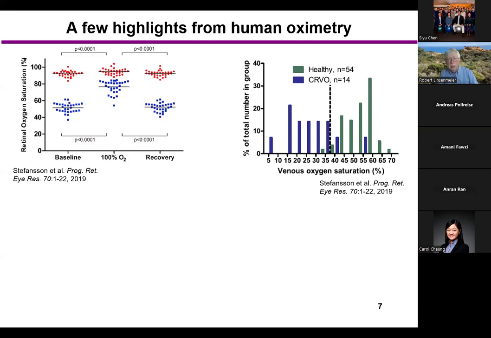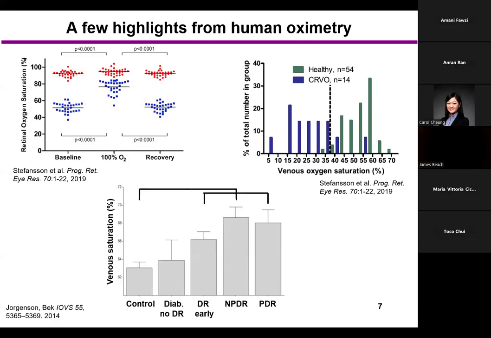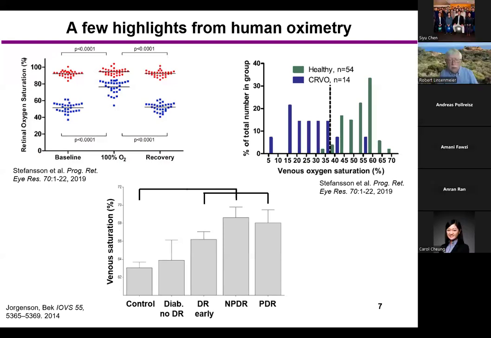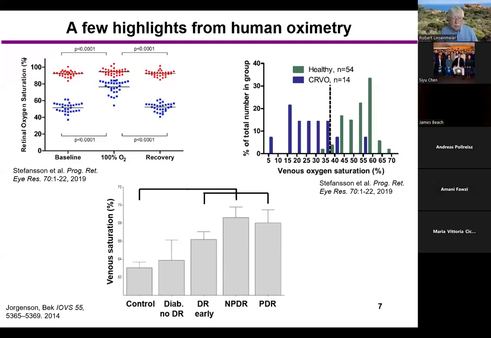So that certainly makes sense. A number of people have tried to understand what happens in diabetic retinopathy. So here's a figure that comes from work by Jorgensen and Beck, but Stephenson's group has found similar effects. The venous saturation goes up in diabetic retinopathy, both early and then in proliferative retinopathy. And in this case, the venous saturation is probably going up because the retina is using less oxygen.